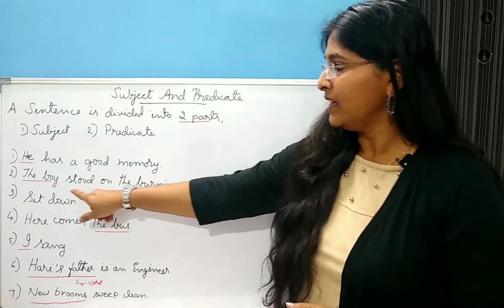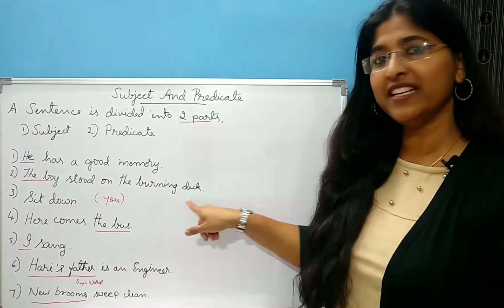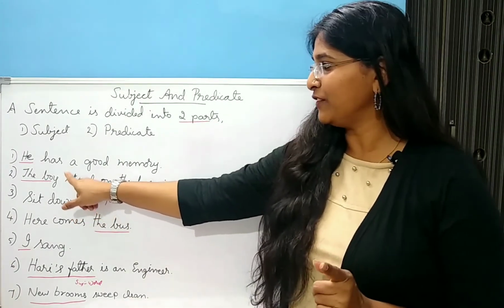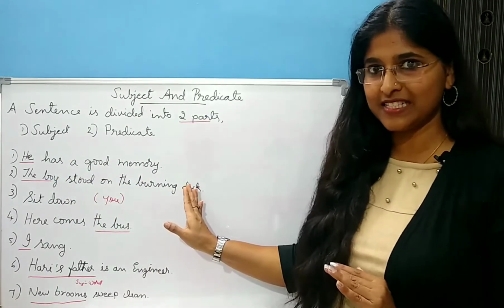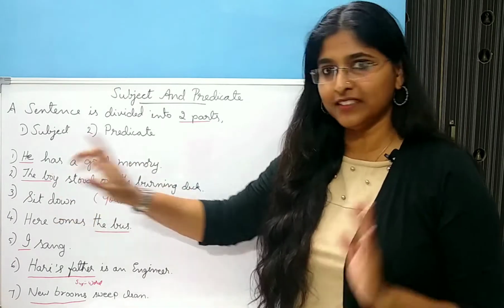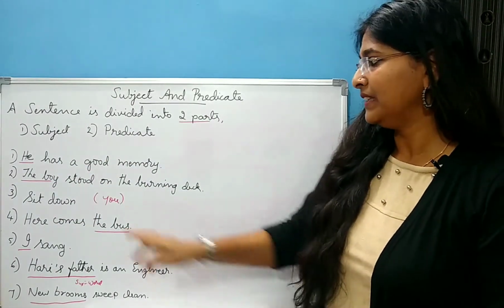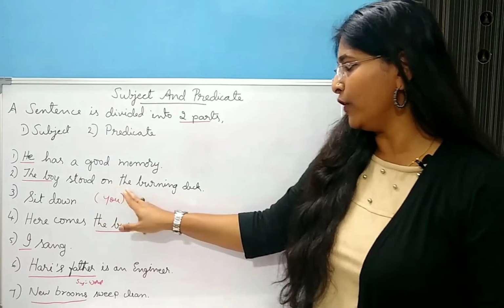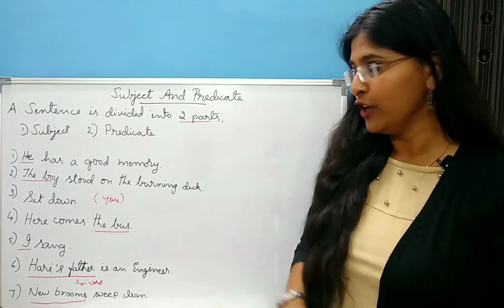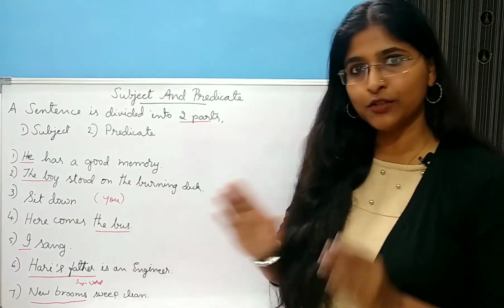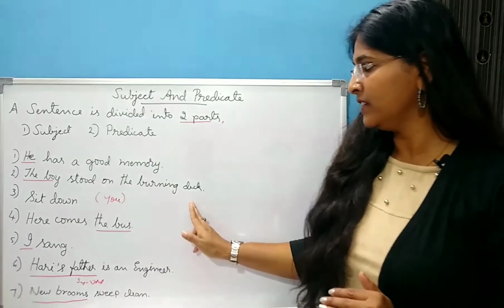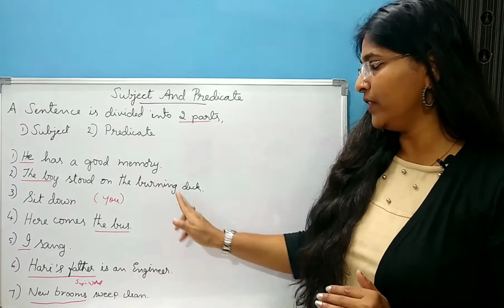The second one, the boy stood on the burning deck. Now you have understood. We are talking about the boy in the sentence. So, the subject of the sentence is the boy. The remaining words, stood on the burning deck, the remaining is the predicate of a sentence. So, we have divided the sentence into two parts. The subject, the boy, the predicate, stood on the burning deck.